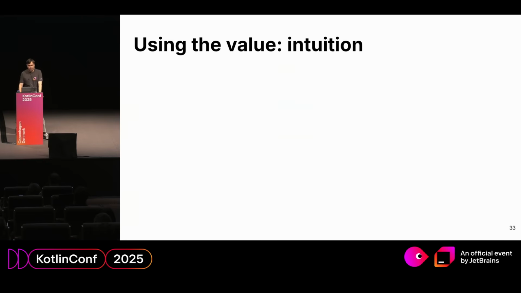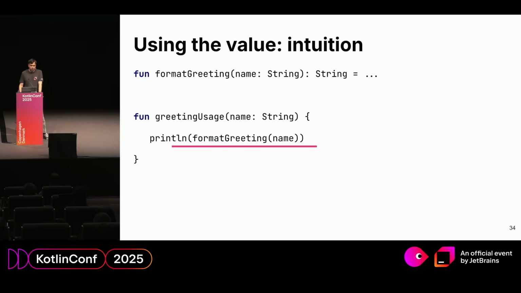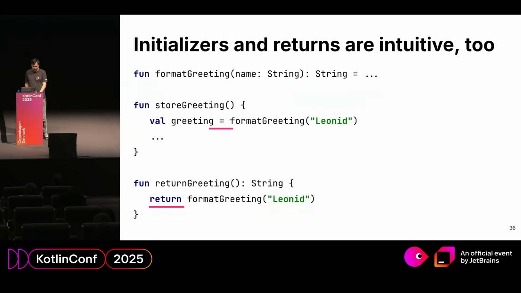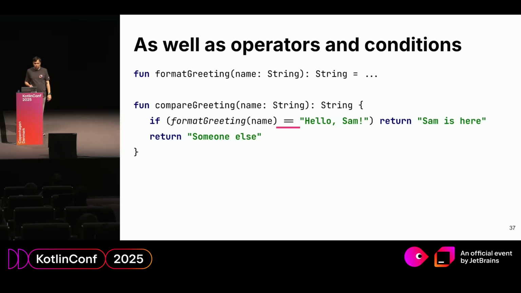So using the value is also kind of intuitive. Right, if we have some format greeting function which returns a string, we can use the result, this string greeting, by passing it to another function, for example, println. Using it as a receiver in a call is also obviously using the value because it is not lost, it is passed further down the call stack. We, of course, also have initializers and returns, whether you assign this value to some variable or return it out of the function or throw it if it's an exception. And you are also using it somehow.